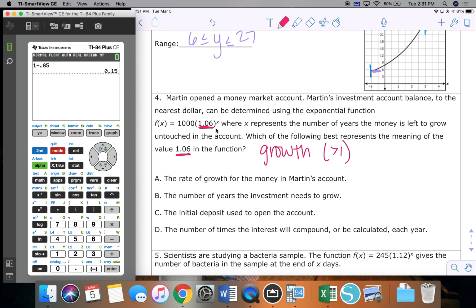So anything that doesn't say growth or a percent of growth or a rate of growth, I'm going to mark out. So rate of growth, that's true. Number of years needed, nope, that's not growing. Initial deposit, that's part A. That's not the part we're talking about. And then the number of times, well, we can't predict that. So it's got to be answer choice A.